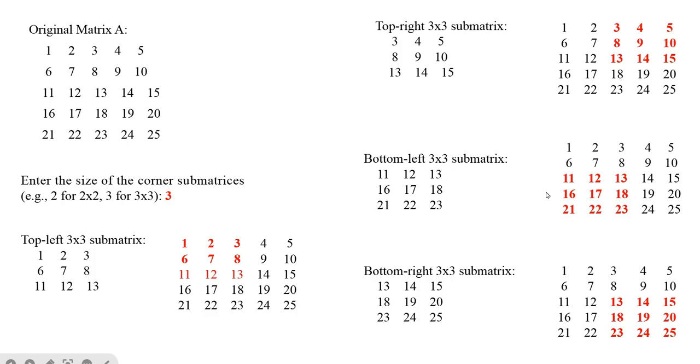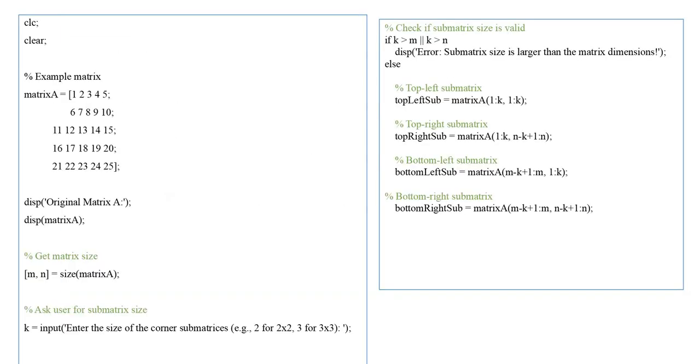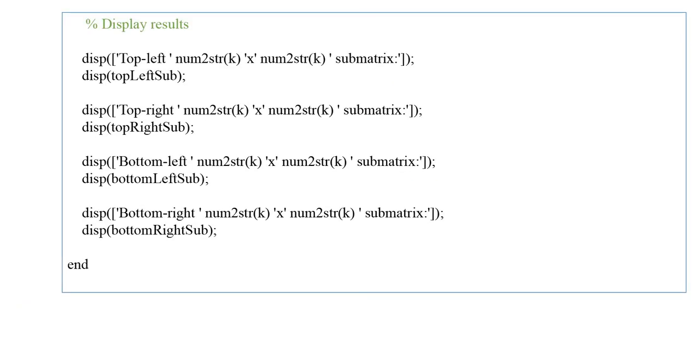So this program is generalized. That is to say, you can use it with any square or rectangular matrix and choose any valid submatrix size. Finally, the program ends with the end statement. Here we have used end to close the if block, and the program is ended with this command. Now you know how to extract any sized corner submatrices in MATLAB using simple indexing.